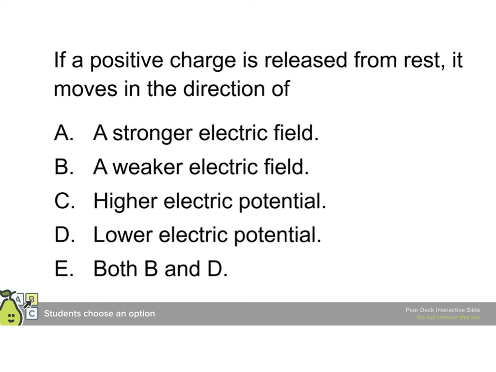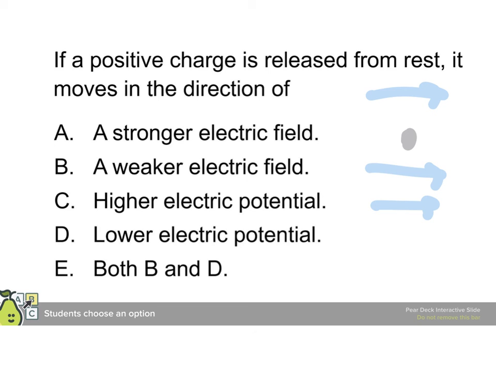If a positive charge is released from rest, it moves in what direction? And they say a stronger electric field or a weaker electric field, or higher electric potential or lower electric potential, or a combination of a weaker field and a lower potential. And this is kind of going to tempt you because you're like, well, what the electric field tells me is which way it accelerates. So if I have that as my charge, and somebody told me there's an electric field, say, pointing this way, well, it would move in the direction of the electric field, but it doesn't matter if that field's getting stronger or weaker.